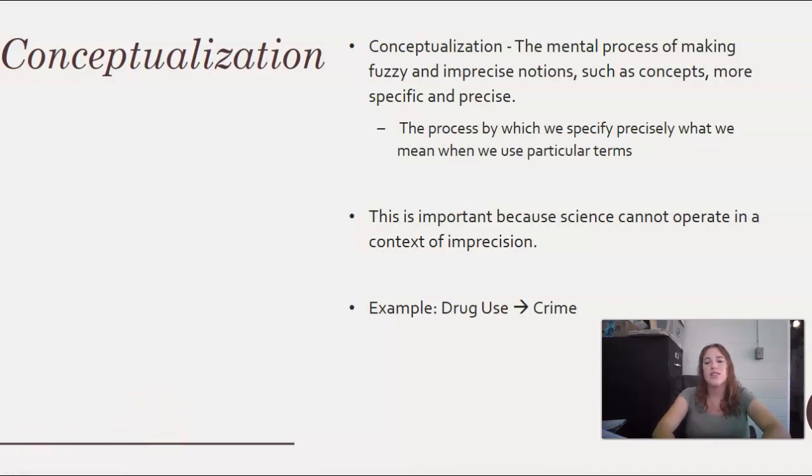So although this lets us get through everyday conversation, science really can't operate in this context. We need to be much more specific when we're talking about what we're measuring. For example, if we're looking at the relationship between drug use and crime, what do you think of when we say drug use? Do you automatically think of people using illegal drugs like heroin? Or do you immediately think of someone using a prescription drug that was actually prescribed to them by a doctor for an illness? Because really, drug use can mean either of those things. So we want to make sure that we're being specific.